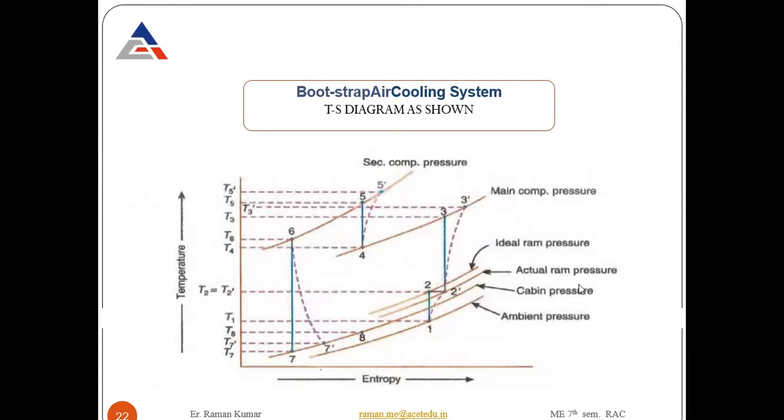Number 2, we have cabin pressure line. Number 3, we have actual ram pressure and ideal ram pressure. Next is your mean compressor pressure. So 5 pressure will be there.